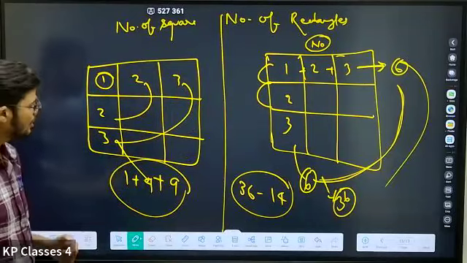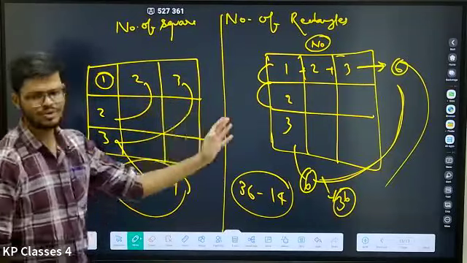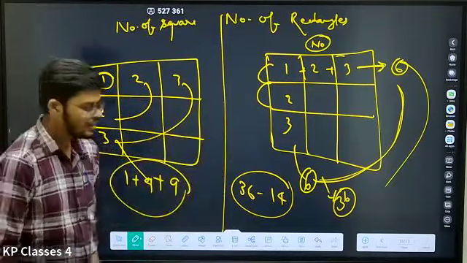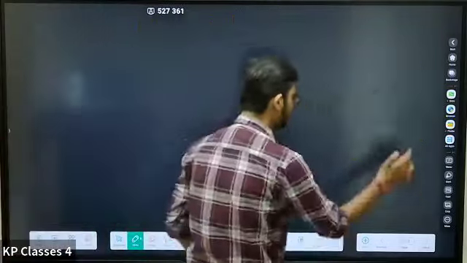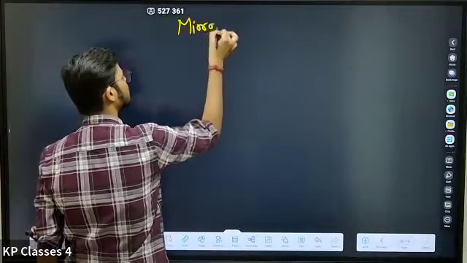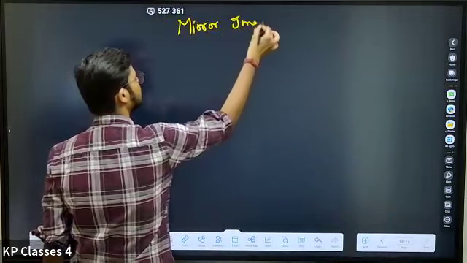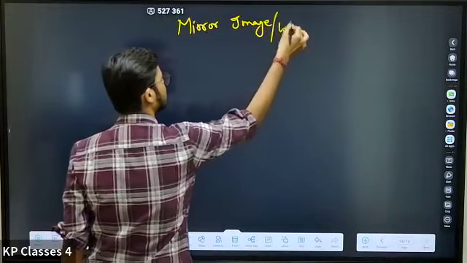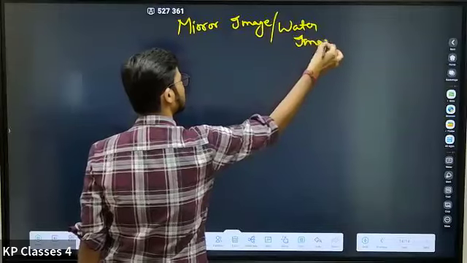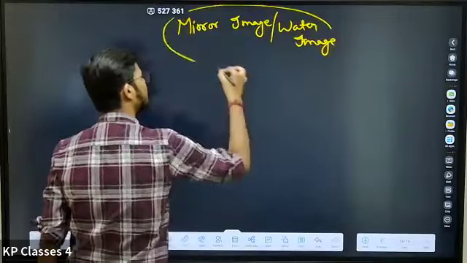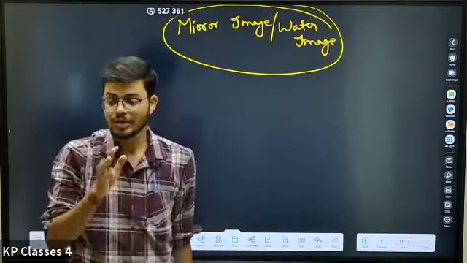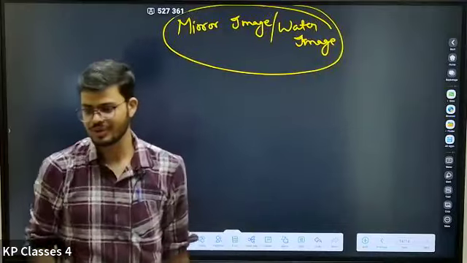Right? Now this is about the counting of figures. Counting of rectangles you have done, triangles you have done, straight lines you have done. Now let's talk about the next part of your spatial aptitude. The second part is mirror image and water image. Now try to understand, there are many concepts involved here, but this concept is entirely based on your observation.